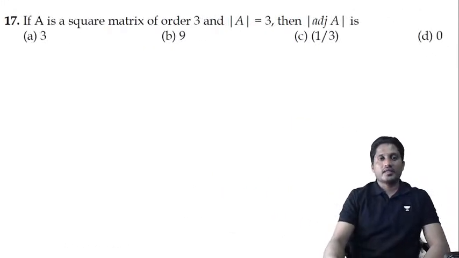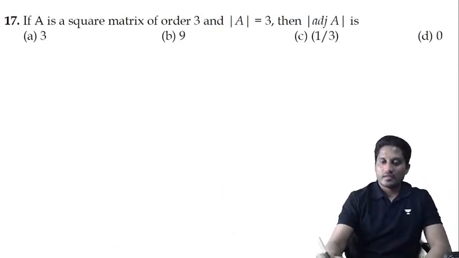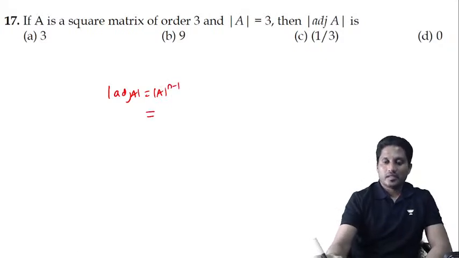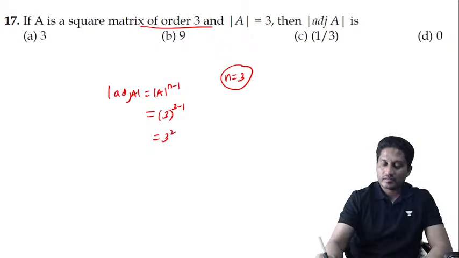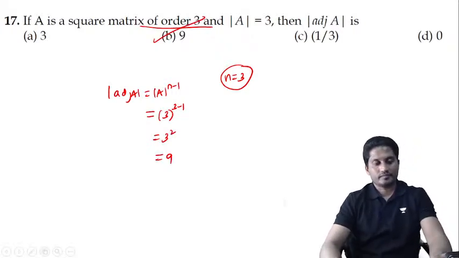Question number 17. If A is a square matrix of order 3, determinant of adjoint A, we did this before as well, is determinant A to the power n minus 1. n stands for order of the matrix. If A is a matrix of order 3, n equal to 3. Determinant A is 3, so this is 3 to the power of 3 minus 1, which is equal to 3 square, which is equal to 9. Okay, answer is option B. Let's move to the next question.